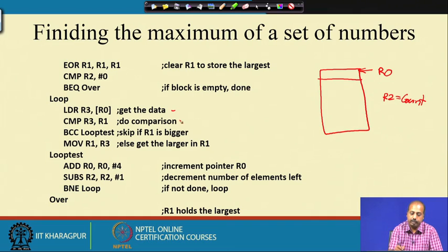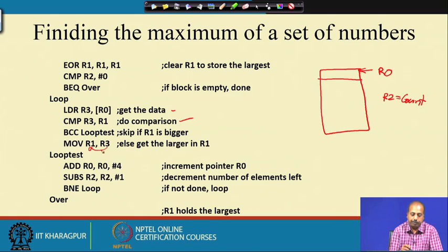Then we compare R3 with R1. R1 is holding the current maximum. It is assumed that all the numbers are positive. If there are negative numbers, then of course, this algorithm may not work. So, you compare R3 with R1, and if R1 is bigger, then there will be a carry, so we will be coming to this loop test. Otherwise, the new number R3 is bigger, so we move R3 to R1.